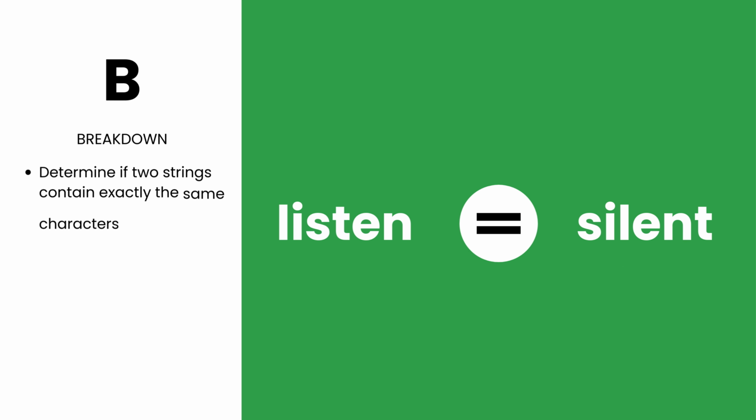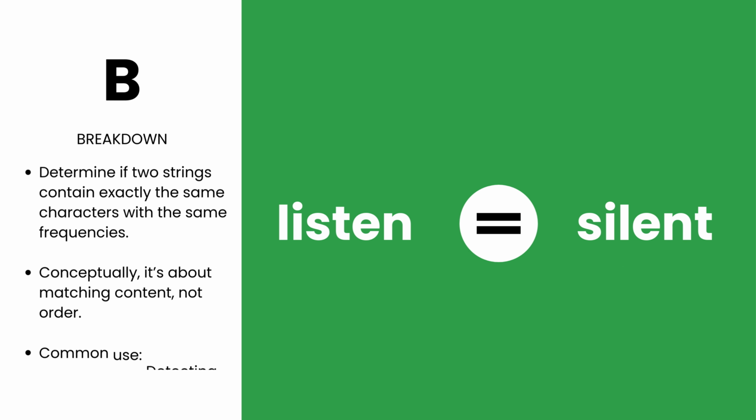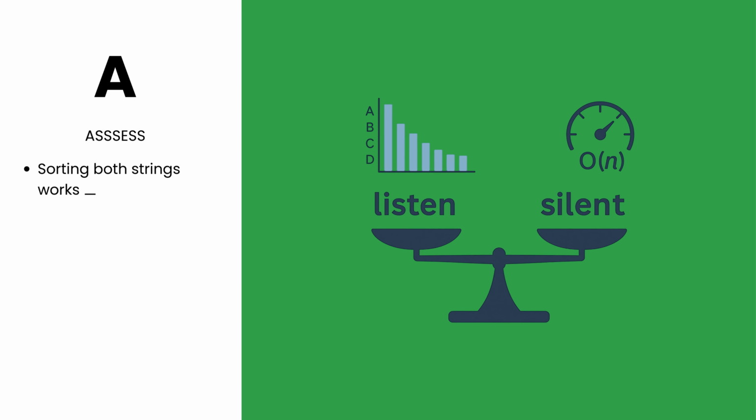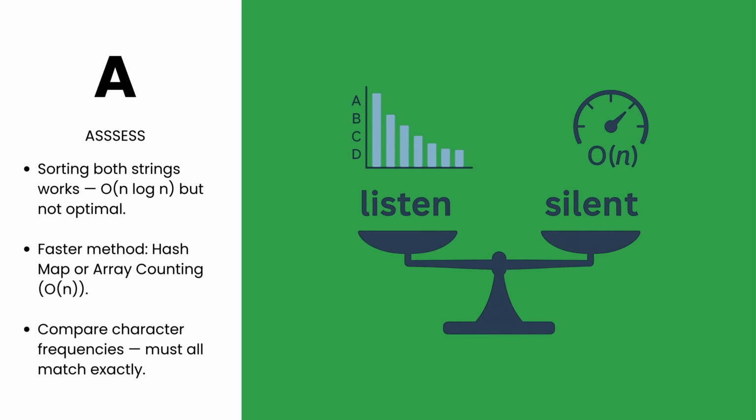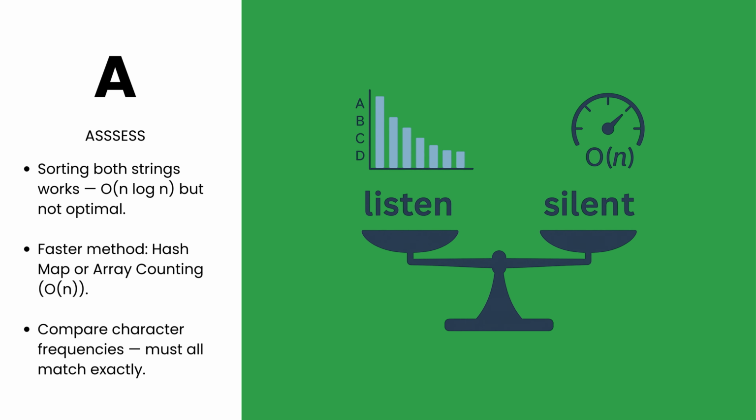We started by defining the goal. Determine if two strings contain the exact same characters with the exact same frequencies, just possibly in a different order. In other words, can one be rearranged to form the other? We compared two main ideas, sorting both strings and comparing them, which works but takes extra time, versus using a hash map or frequency array to count characters in linear time. The latter gives us a clean, O(n) approach that scales beautifully.